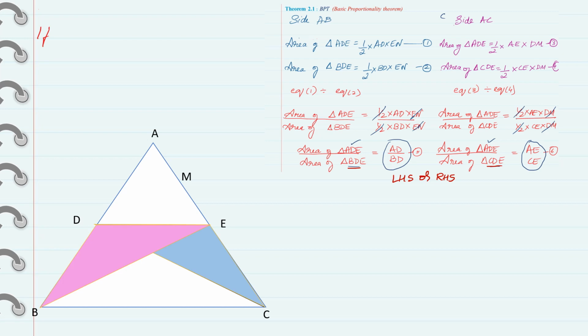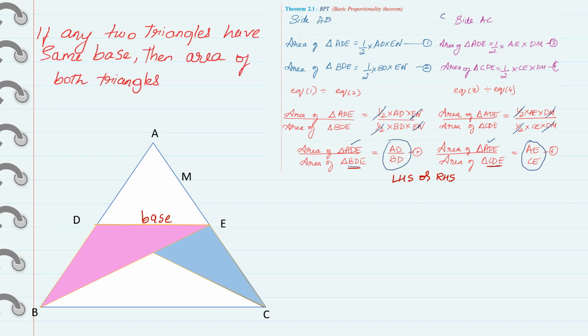By seeing the figure, what you can see, they both have the same base, right? They both have the same base DE. So if any two triangles have the same base, then the area of both the triangles are equal. So what I can write? I'll write it as area of triangle BDE is equal to area of triangle CDE. Okay, now what I'll do, I'll just replace triangle BDE as triangle CDE.